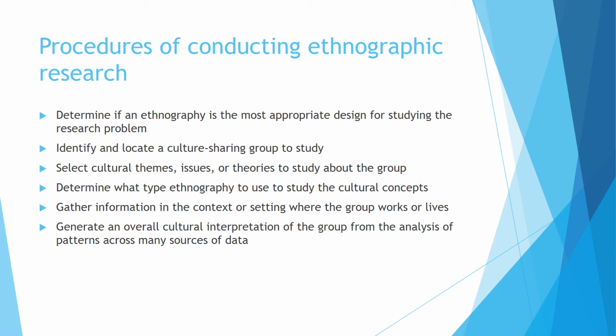There are a number of procedures when conducting ethnographic research. You first have to determine if an ethnography is the most appropriate design for studying your research problem. You've got to be able to identify and locate a culture-sharing group to study and select those cultural themes, the issues or theories to study about that particular group. You have to determine what type of ethnography to use to study those concepts, gather the information in the context or the setting where the group lives or works, and you have to generate an overall cultural interpretation of the group from the analysis of their patterns across many sources of data.